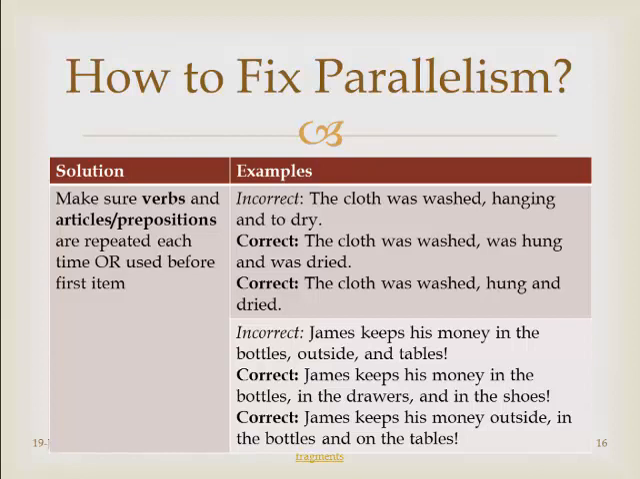Very different. Okay, what you can say is James keeps his money in the bottles, in the drawers, and in the shoes. So you're repeating the verbs, the articles, the prepositions, and they're all the same. Okay? Or James keeps his money outside, in the bottles, and on the tables. So if the prepositions that are used are different, you have to add them in. If you look at the incorrect sentence here, if you don't add them in, you're basically saying James keeps his money in the bottles, James keeps his money in the outside, and James keeps his money in the tables, which is incorrect. So if the prepositions aren't the same, separate them, make them different.